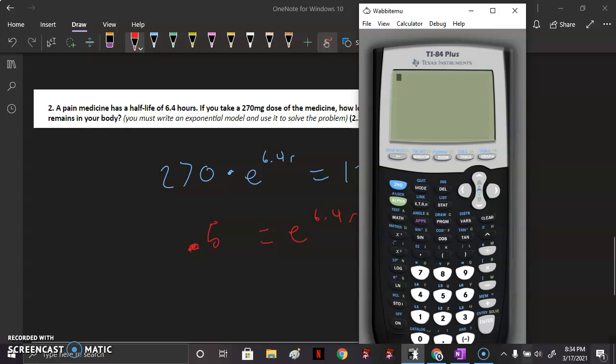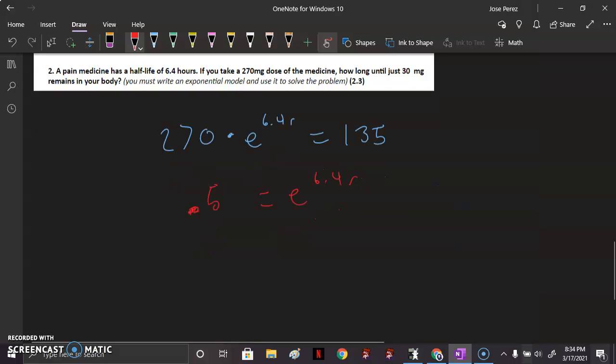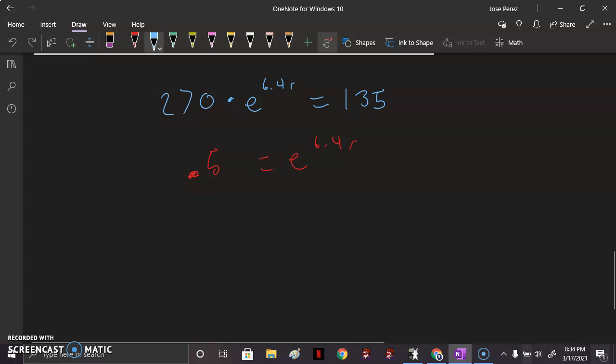And if you don't believe me about the 135 thing, let's just check, because it'll save us more space on our paper. Divided by 270, and we get 0.5. So that's why I did it. And now this is where, sorry for that microphone tap, our game of logarithms begins. We're going to be using a natural log.